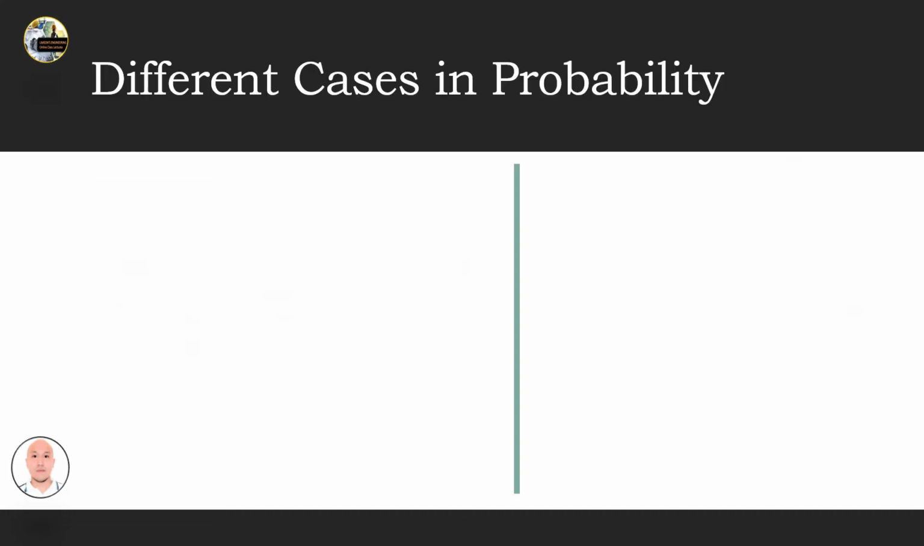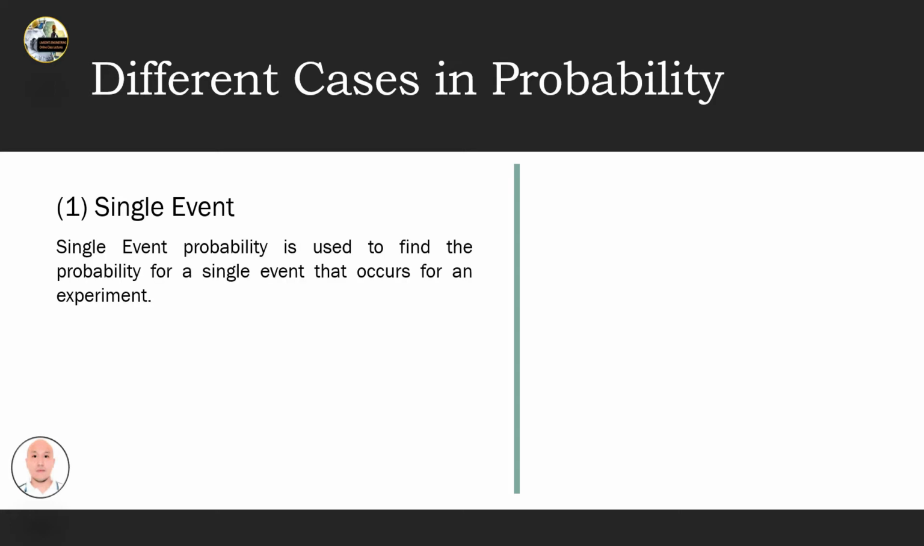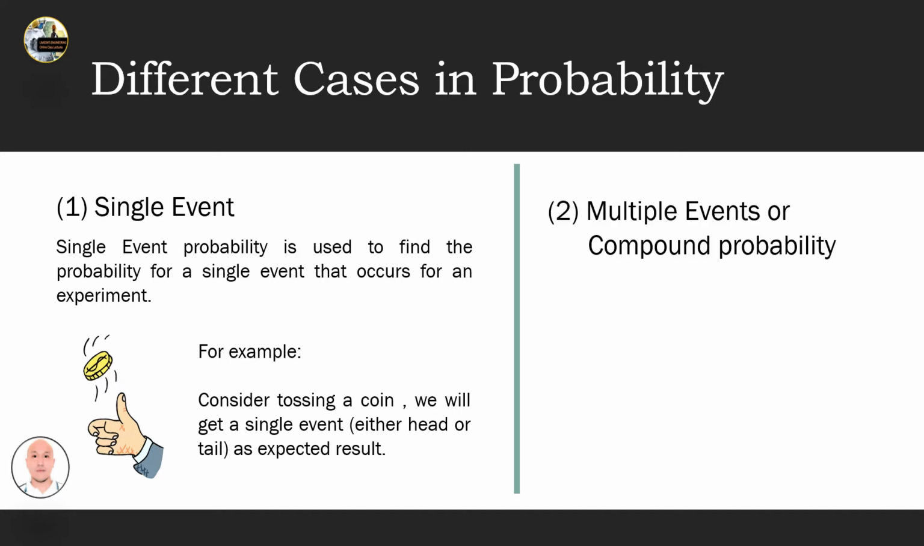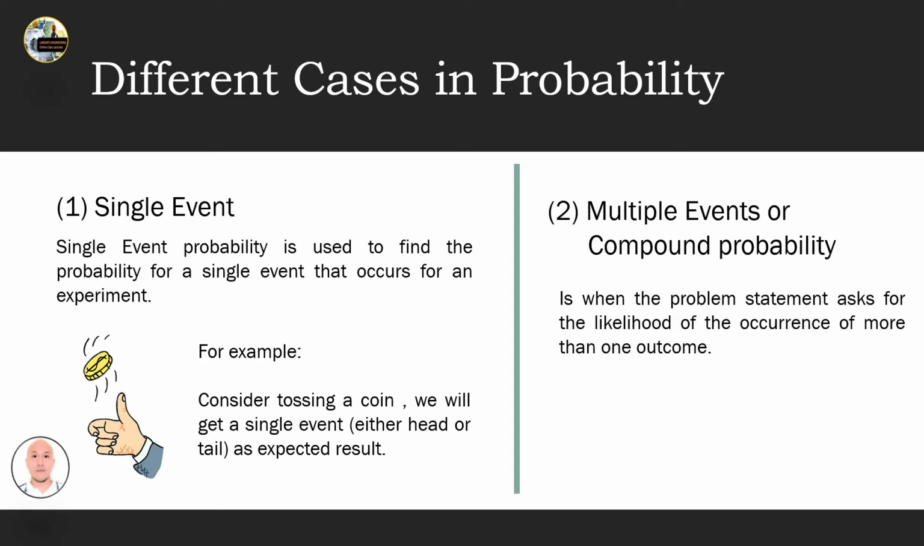We have now different cases in probability. Number 1, single event. Single event probability is used to find the probability for a single event that occurs in an experiment. For example, consider tossing a coin. We will get a single event, either head or tail, as an expected result. Second is multiple events or compound probability, which is when the problem statement asks for the likelihood of the occurrence of more than one outcome. So from the figure, when we toss a die, we can have different results, 1 to 6.